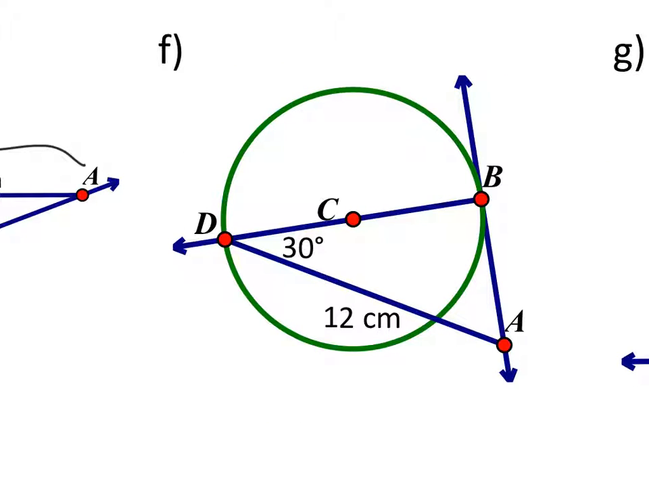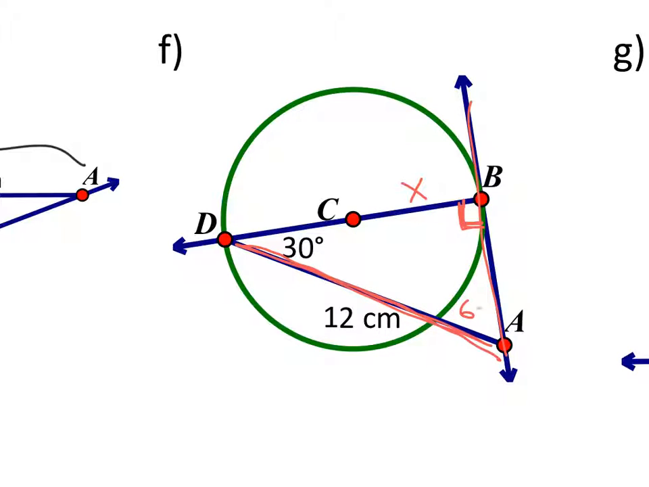The next problem, we're looking for side CB right here. Okay, so marking up the diagram, we have our right angle. Here's our tangent line. So then 12 is this whole distance of the hypotenuse of the right triangle. And we have 30 degrees.